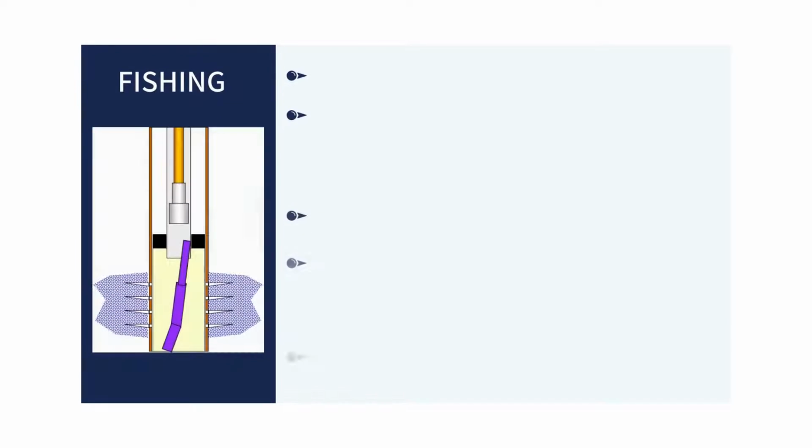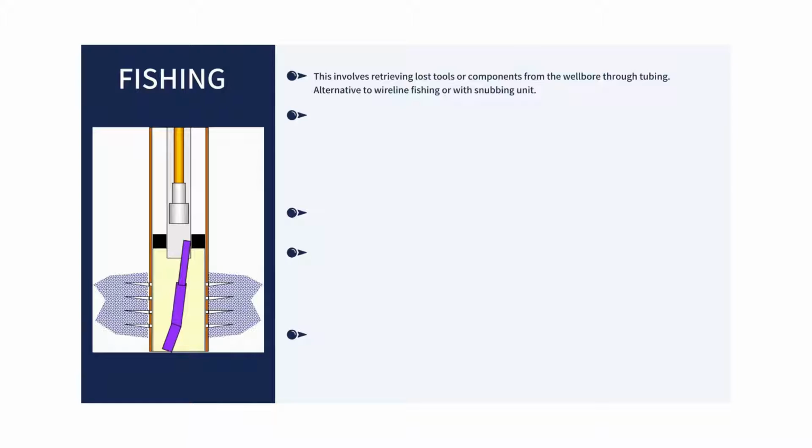Moving on to fishing, this involves retrieving lost tools or components from the wellbore through tubing. It is an alternative to wireline fishing or to fishing with a snubbing unit. Fishing tools and techniques are determined by the tubing or casing inside diameter, fishing neck availability, type of fish, whether it is stuck, well conditions and geometry.